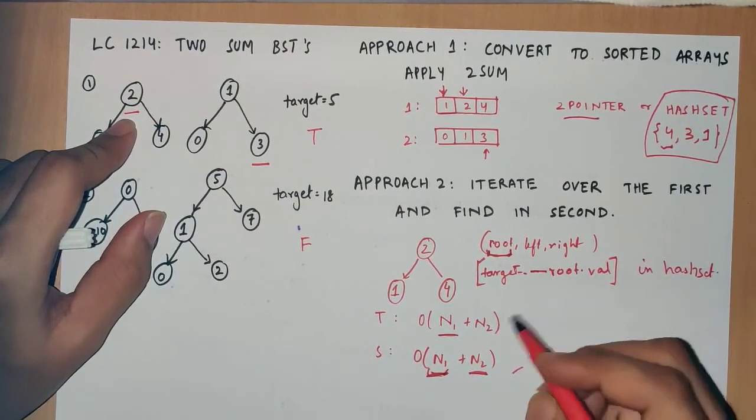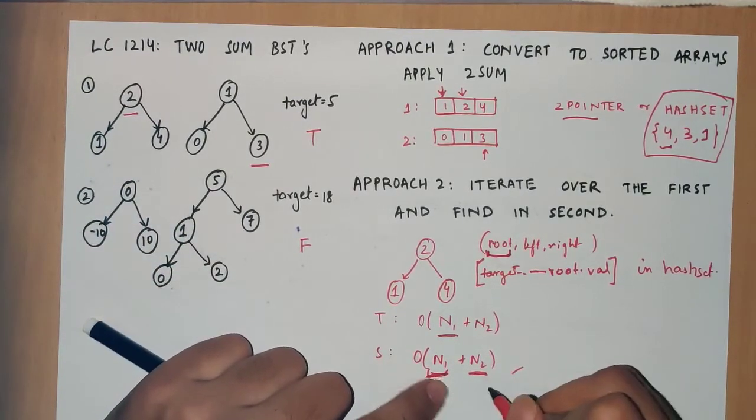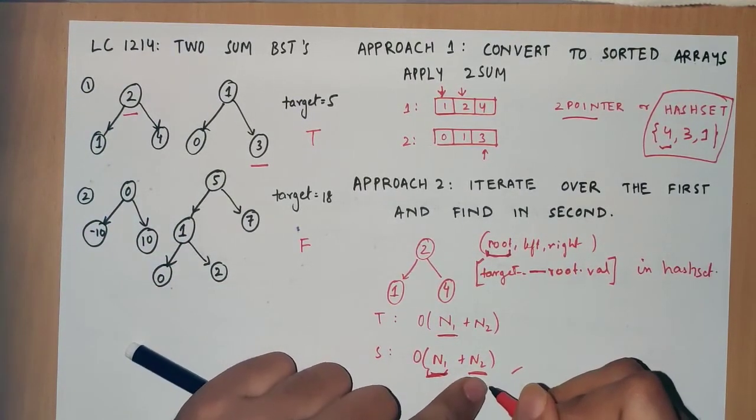This first n1 is basically the hash set, whatever space we are taking, and then n2 is basically for the recursion stack.